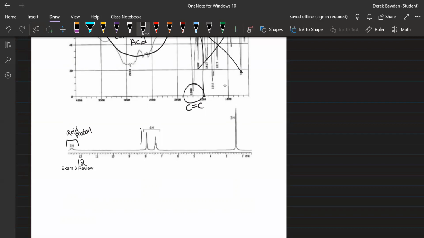Between 6.5 and 8, what are these 4 hydrogens telling us? And you'll have the key on your exam, right? He'll tell you what to look for, but perfect, Tanner, we have a benzene ring. What type of benzene ring?